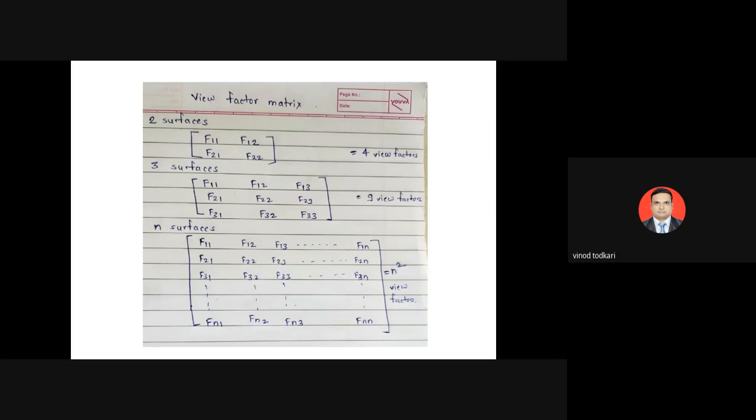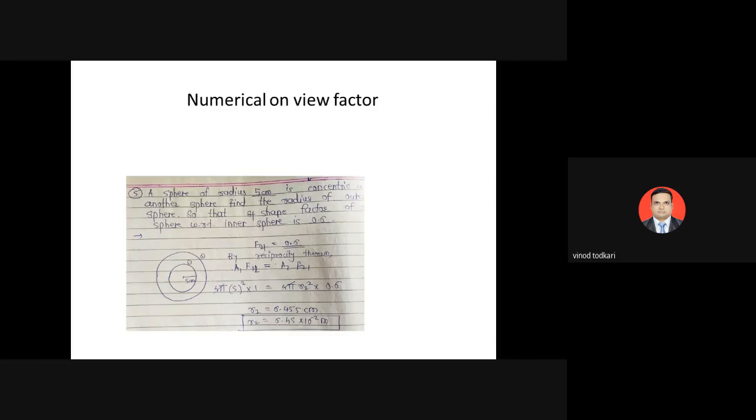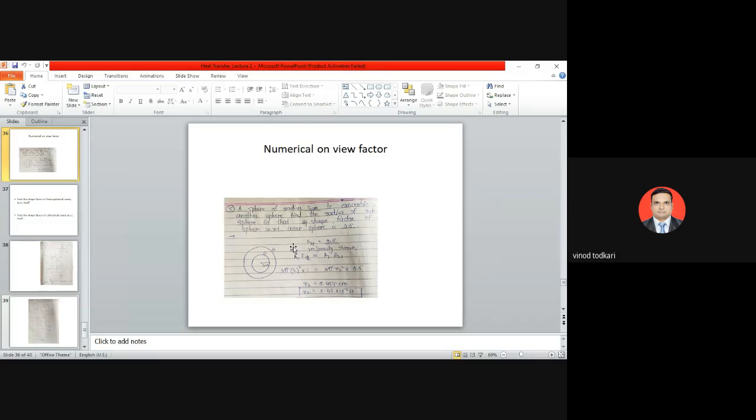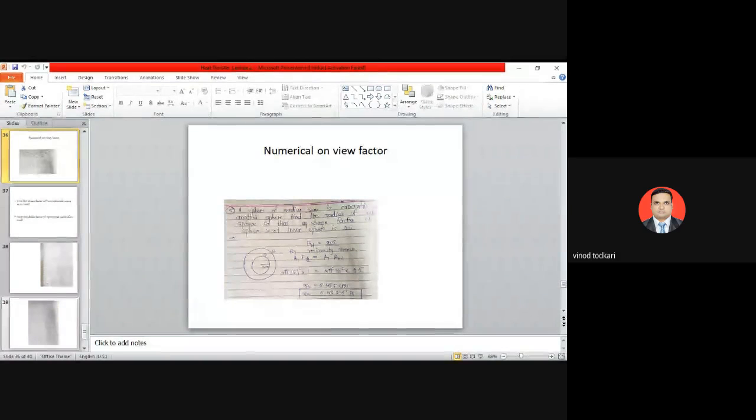In objective exams, this question can come. For, let's say, 10 surfaces, how many view factors exist? If there are 10 surfaces, 100 view factors will be there. If there are 9 surfaces, 81 view factors will be there. Okay, we'll work out some numericals based on the concept of view factor. Before that, please tell me frankly, are these concepts clear to you? If these concepts are clear, then we'll start with the numericals. Please write in the chat box.